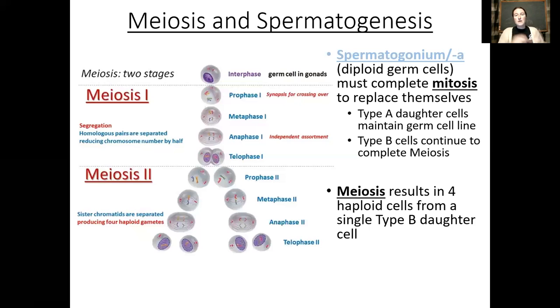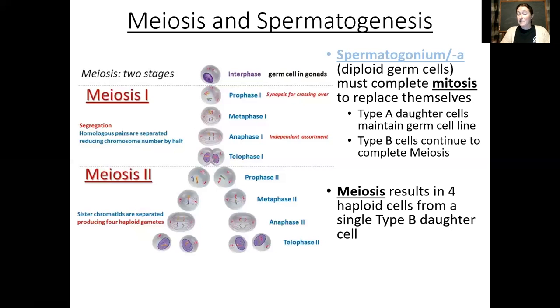So the take-home message here is that, first of all, the spermatogonia have to replace themselves, and they do that via mitosis. Then meiosis is going to occur in the type B cell of this mitotic division, and it's going to produce 4 genetically unique gametes, 4 genetically unique haploid cells. I say genetically unique because each one has a different combination of alleles from grandma and grandpa.